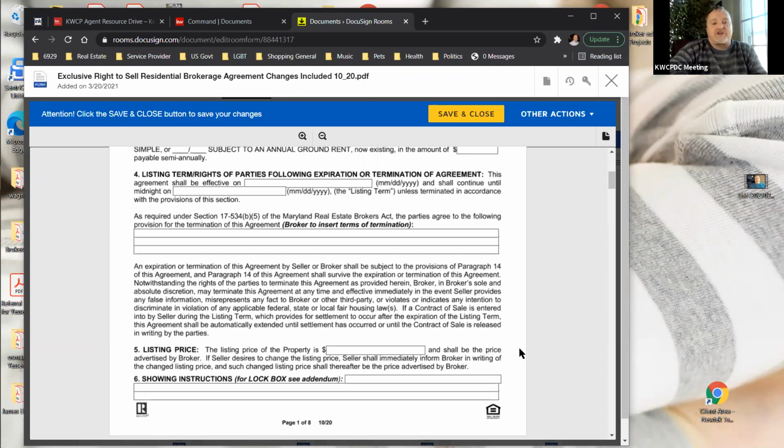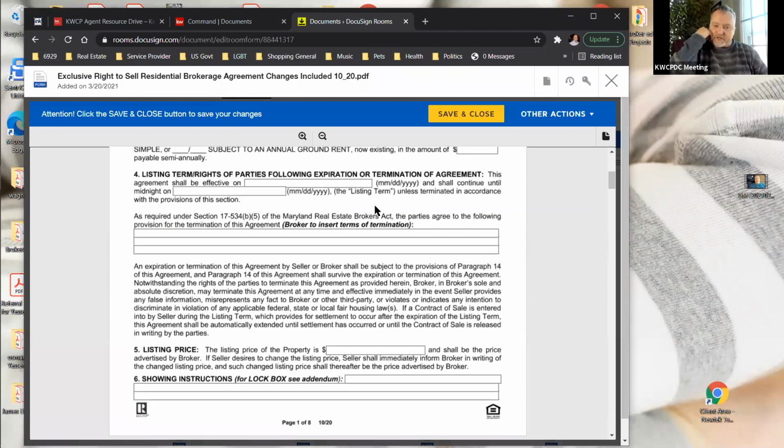All right, the listing terms. We've got to be able to put some clear-cut terms in here. So we've got a start date and an end date to the listing. If you're in Maryland, it is possible to sign the listing agreement and have it be effective at a later date, so it would start on a later date and then end on a much later date. But we've got to have those two dates in there, exactly where it starts and where it ends.